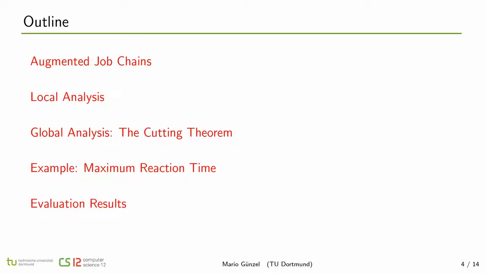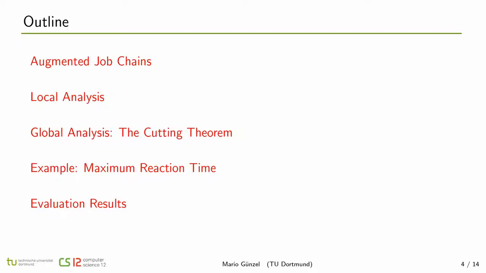This is the outline of my talk. At first, I want to talk about augmented job chains, which I use to make the general but precise definition. Then I want to present you the local and global analysis. And in the end, I want to provide an example and show the evaluation results to demonstrate the benefit of our method.